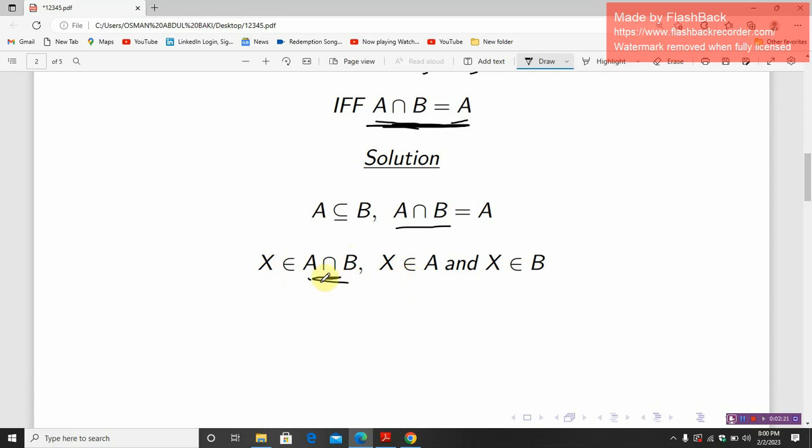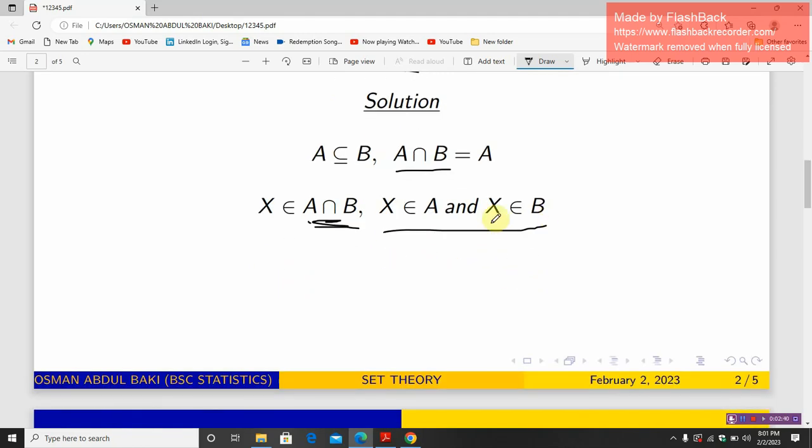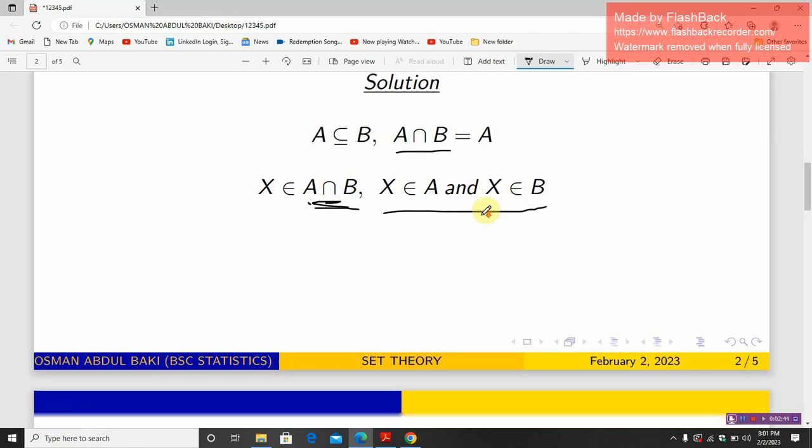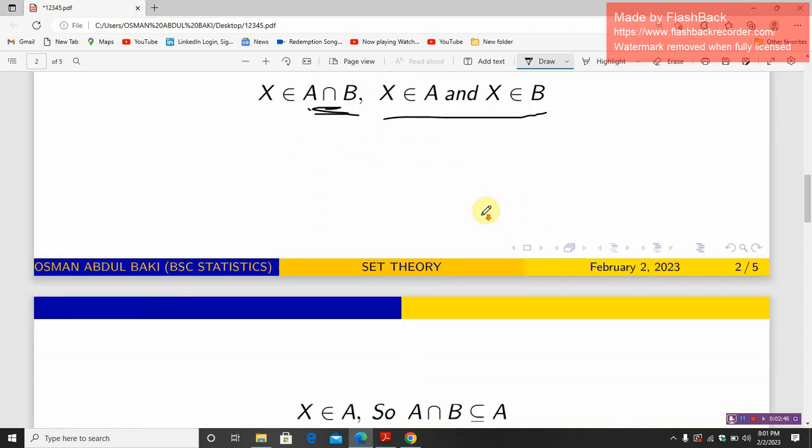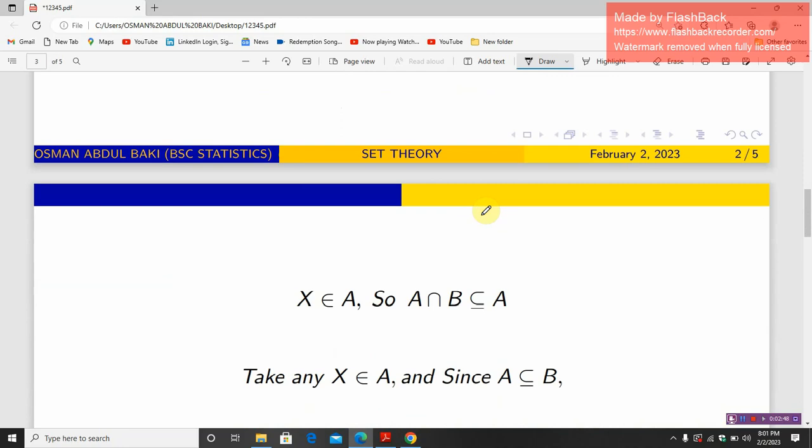Mathematically we write it in this form, where X is an element of A and the intersection represents the "and". So X is an element of A and an element of B. So the intersection is the same as "and". Don't forget about that.